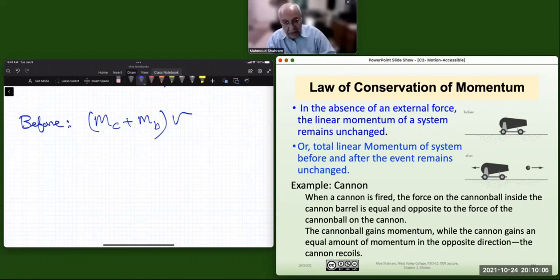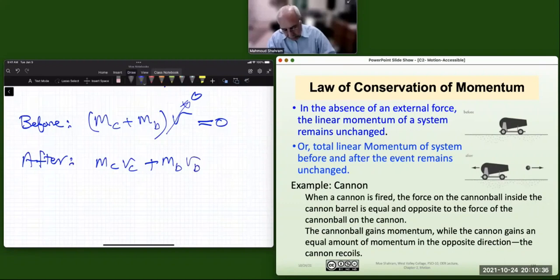Now, the velocity is 0. It's not moving right now. We haven't fired yet, so this is equal to 0 before. What happens after? Mass of the cannon times velocity of cannon plus mass of the ball times velocity of the ball. Now, a statement of the conservation of momentum tells us that before and after, momentum is conserved because there's no external force, it's all internal.